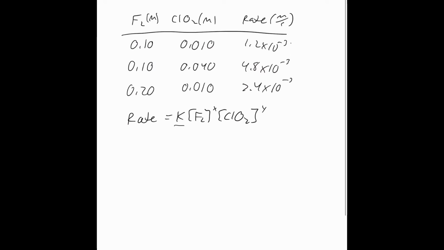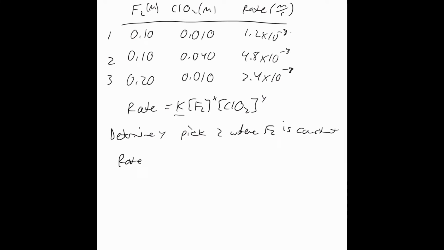So what we need to do is use our data, and these are all 10 to the -3, sorry. We use our data to determine x and y, and then after that we will determine k. So let's determine y, the order of ClO2. So we're going to pick, and sorry, these are experiments 1, 2, and 3. We're going to pick two experiments where F2 is constant. So that means we're going to compare the rate of reaction 2 versus the rate of reaction 1.